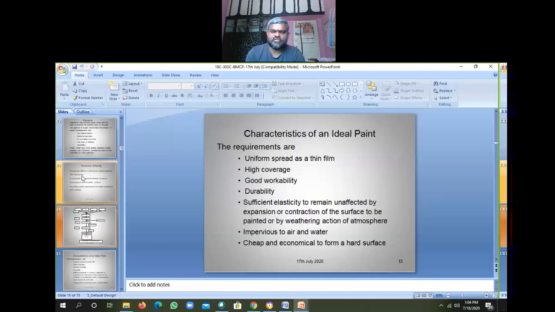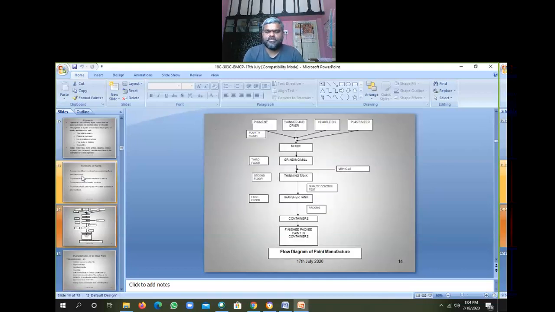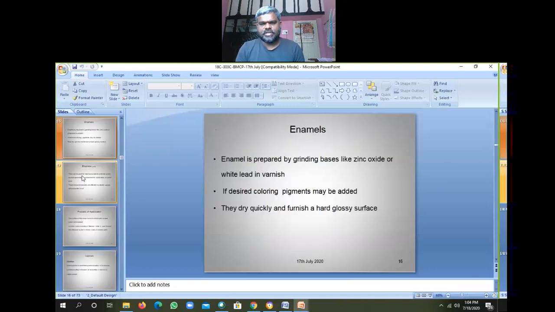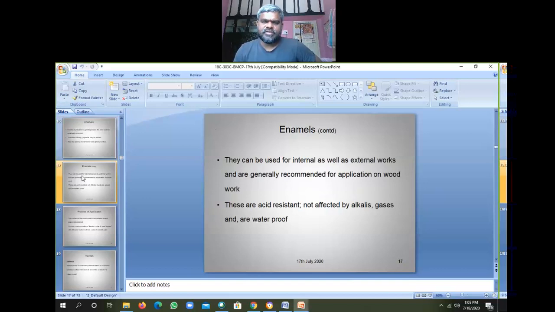This is a flow chart of plain paint manufacture. The characteristics of a paint are that it should spread in a thin film, have high coverage, good workability, durability, and sufficient elasticity. It should be cheap and economical. Enamel is prepared by grinding the bases, zinc or white lead, with varnish, right? This is what we have seen.